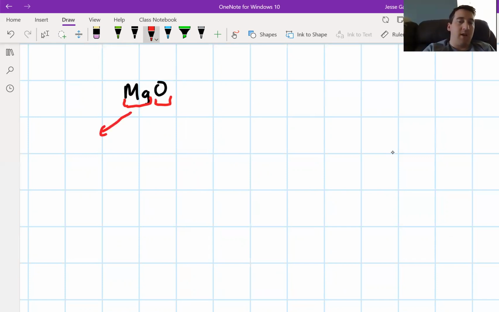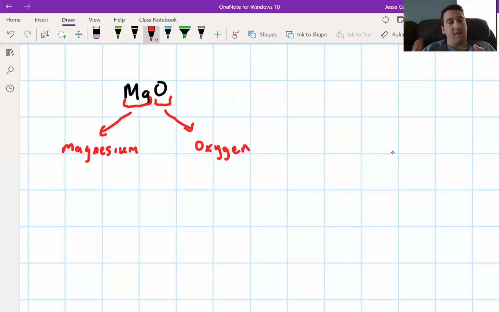Which elements are they? Well, this is the element magnesium. You can go to your periodic table and check. You don't have to remember it. And this here is the element oxygen. So there are 2 elements in here, magnesium and oxygen. Good. Notice the order that they're in, magnesium first and then oxygen second. That's going to be important for naming it later.